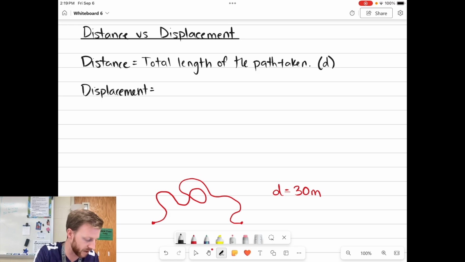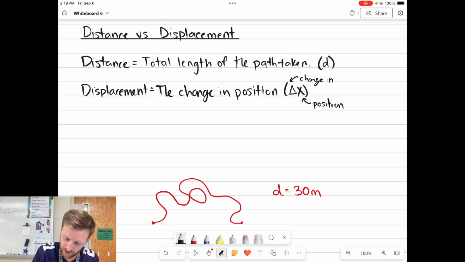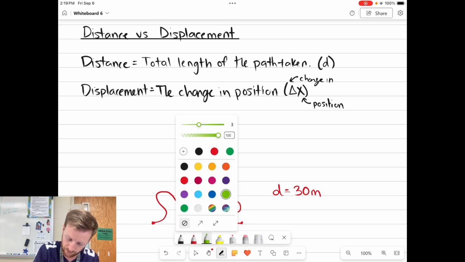Because displacement is simply the change in position, and that's going to be represented by delta x. Delta means change in, and x means position.